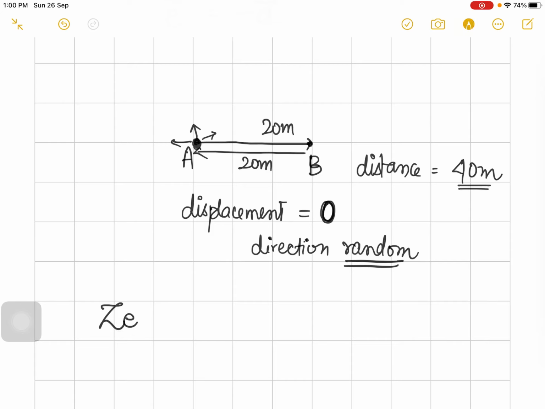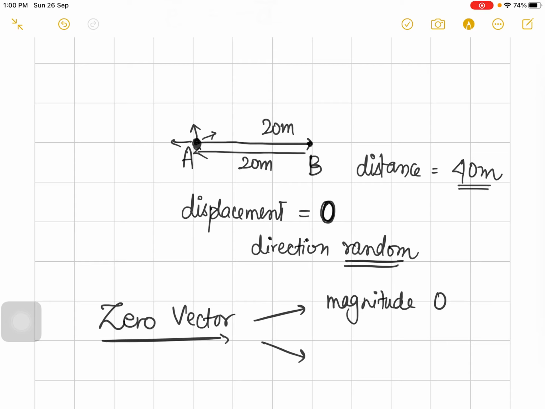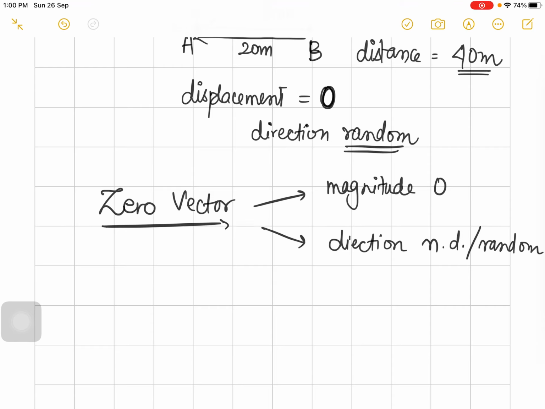This gives rise to a vector fact of zero vector. So zero vector has two things. The magnitude is zero and the direction is not defined or random. Not defined, by not defined I mean not clearly defined. Alright, sometimes we write the zero vector as O with an arrow. It could be a small o with an arrow. This is the representation of zero vector.